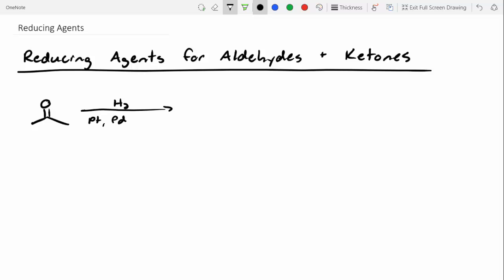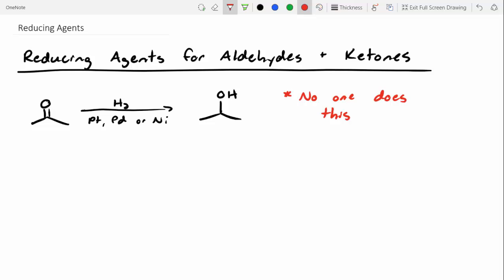Platinum, palladium, or nickel. And they say if you do this, you can reduce the double bond to a single bond, just like we saw with alkenes. And they say, all right, if you do this, you can get to an alcohol. However, I'm going to put an asterisk in here, and I'll say, no one does this. Why do you think nobody does this? It's expensive. What if you have an alkene in your starting material? You'll also reduce your alkene too. So this is a really non-selective reaction.